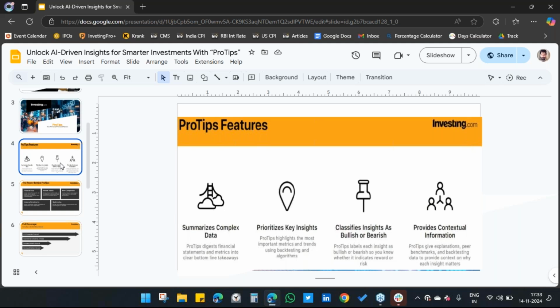So ProTips summarizes complex data. Let's say you don't even have to know about the intricacies of financial metrics like the PEG ratio or any sort of ratio or balance sheet or P&L statements. ProTips does this automatically for you. It analyzes all such data points and summarizes it in a very concise form.